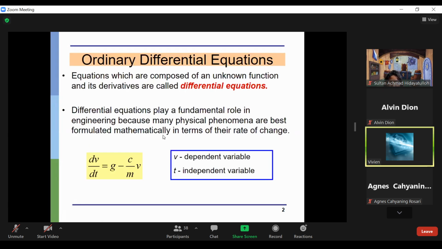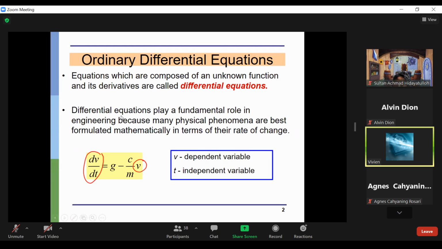So this is the example of the differential equations. Again, this is the definition of differential equations. When we have an equation which is composed of an unknown function and its derivatives at the same time. We have an unknown function, which is phi, and we have the derivatives. So this is called differential equations, and we have many examples.